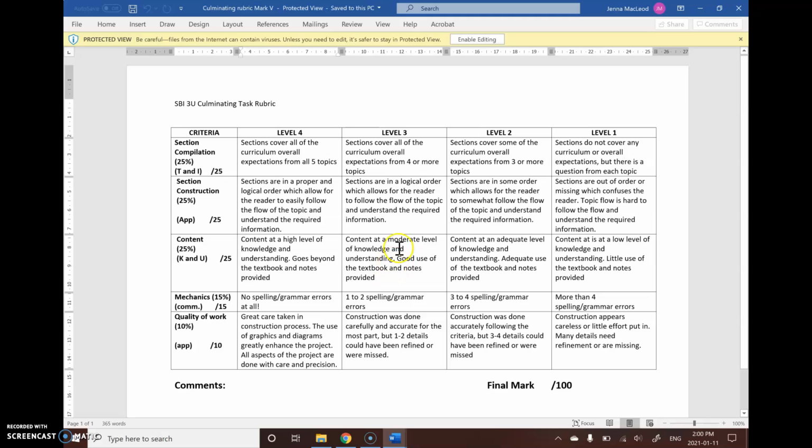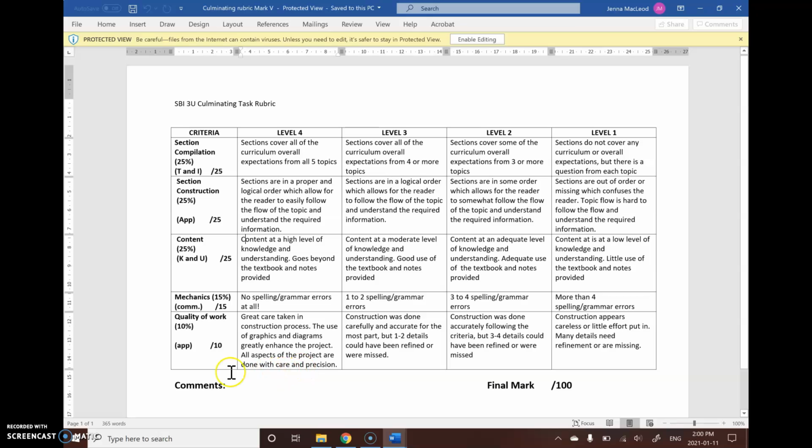And then level 3 would be something at moderate level. Mechanics for communication, no spelling or grammatical errors at all, 1 to 2, 3 to 4, etc. Quality of work is application, great care in the construction process. The use of graphics and diagrams greatly enhance the project. All aspects of the project are done with care and precision. And then it kind of goes down from there. So level 3 would be 1 to 2 details that have been refined, or maybe there were 1 to 2 things that you kind of missed, and then so on.